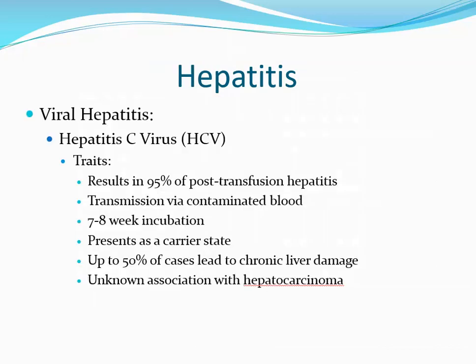The third virus is the hepatitis C virus. This results in 95% of post-transfusion hepatitis. Transmission of this virus is through contaminated blood. It has a 7 to 8 week incubation period and also has a carrier state. Up to 50% of the cases of hepatitis C lead to chronic liver damage. To date, there is an unknown association with liver cancer.